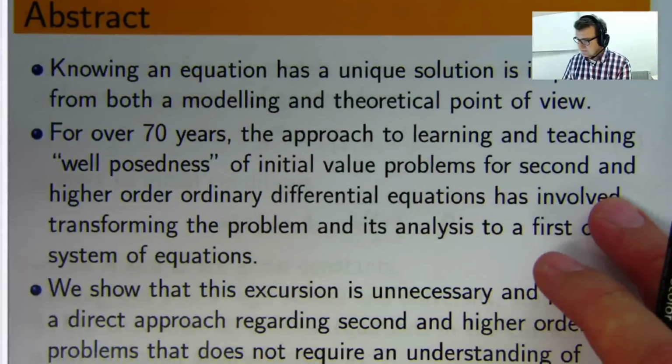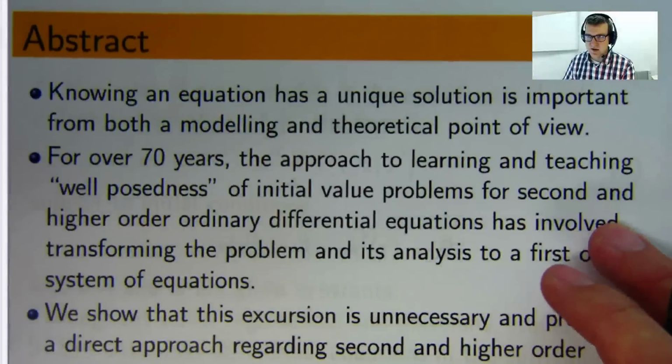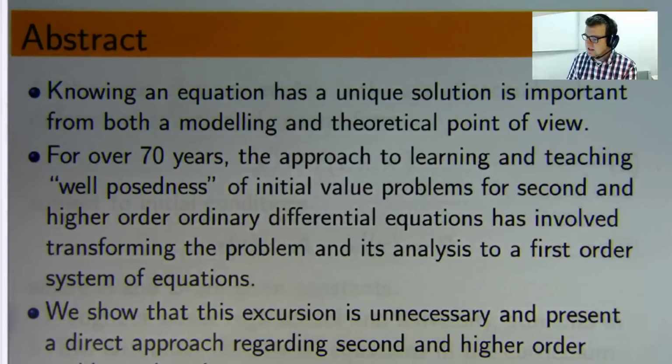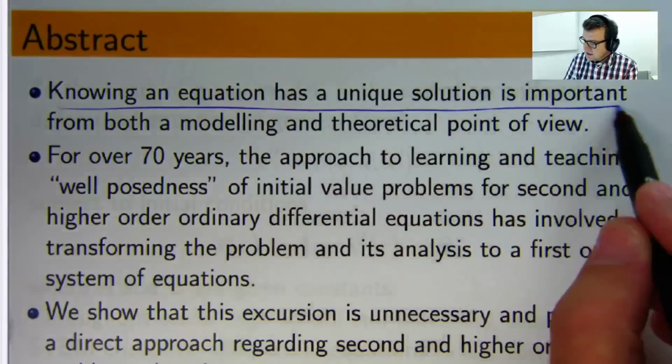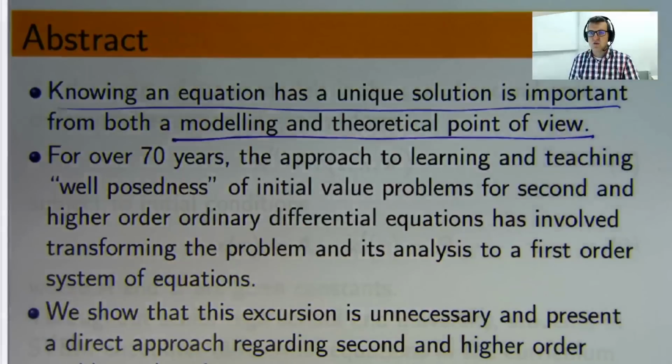All right, so why is this interesting? Well, I'm glad you asked. Firstly, knowing an equation has a unique solution is important from both a modeling and a theoretical point of view. So if you see some sort of dynamic phenomena and you want to model it, well, the equations that you come up with aren't very good if there's no solution or multiple solutions. One of the basic questions we ask is, does a given problem, or perhaps related to a model, have a solution or not?